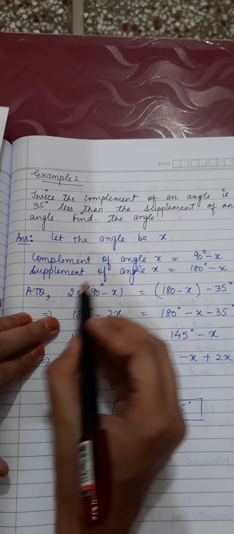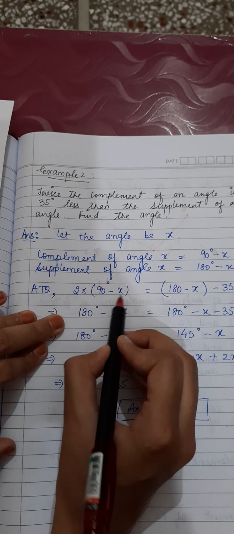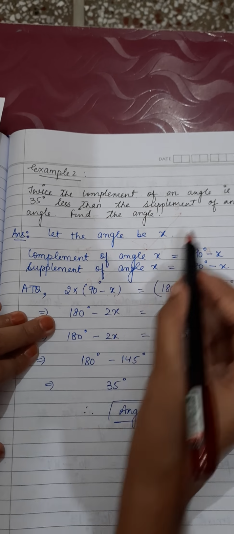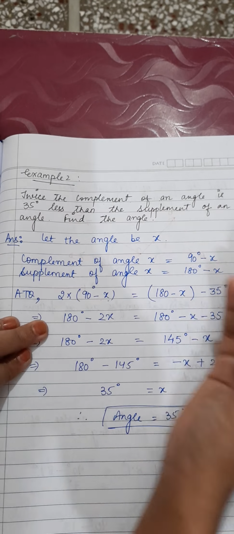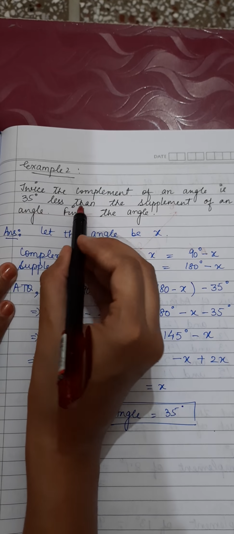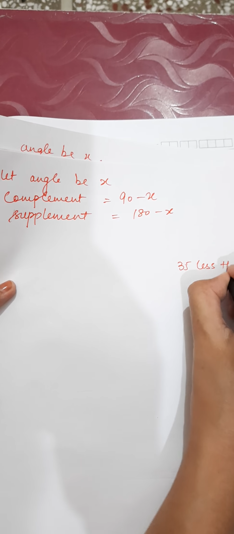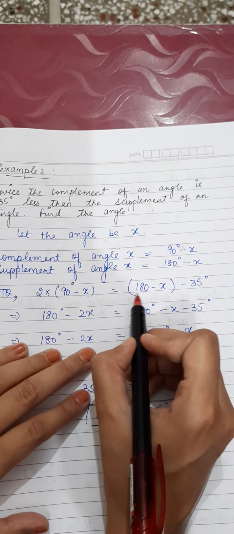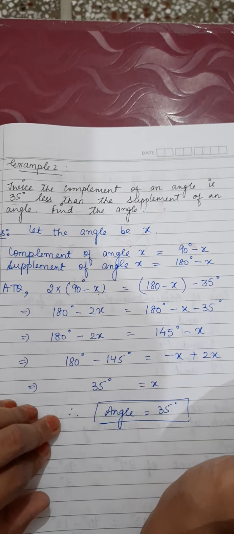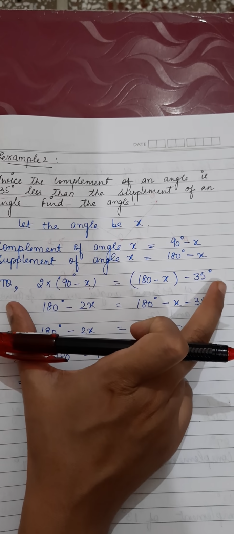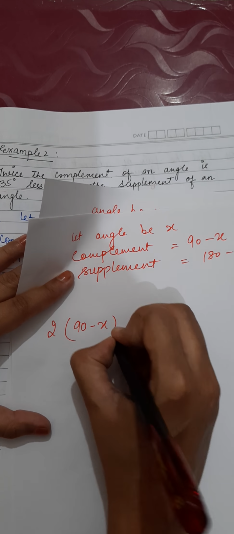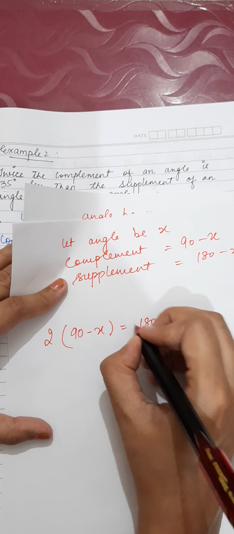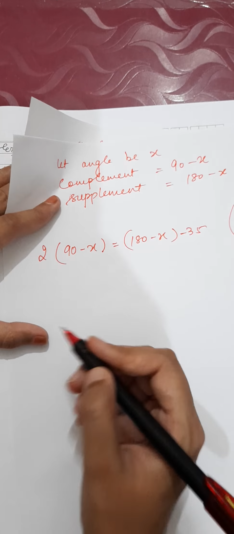Twice the complement. Twice means 2 multiplied with the complement. This is the complement, 90 minus x. Is 35 less than the supplement. That means 35 less than means minus 35. If I am going to write 35 less than, I am going to write this as minus 35. So this is 35 less than the supplement. And what is the supplement? 180 minus x. Now this equation has been formed. Twice the complement is 35 less than the supplement. This is the equation. Now let us solve this equation.